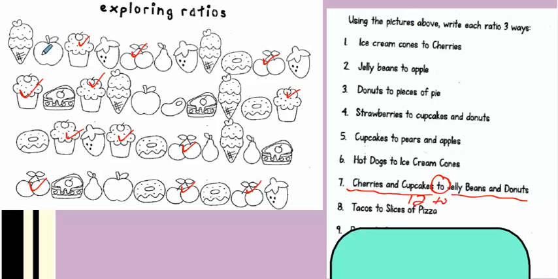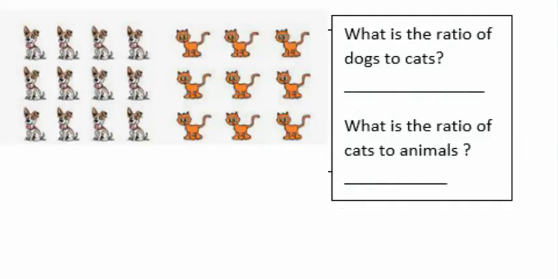Okay, jelly beans and donut. I know there's only 1 jelly beans. 1, 2, 3, 4, 5, 6, 7. So 12 to 7. Okay, so always look for that word to. That's what you're comparing. If there is something that says an and, that means you need to add those 2 together. Okay, all right, let's move on.